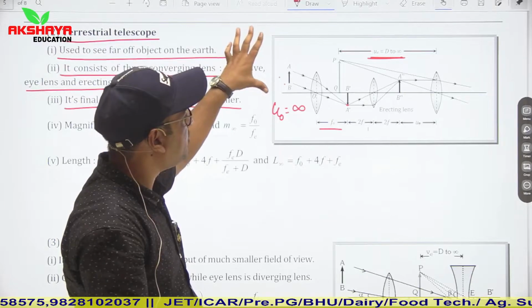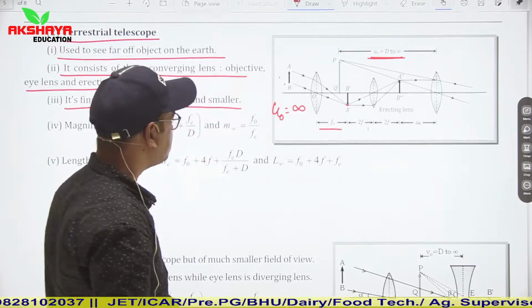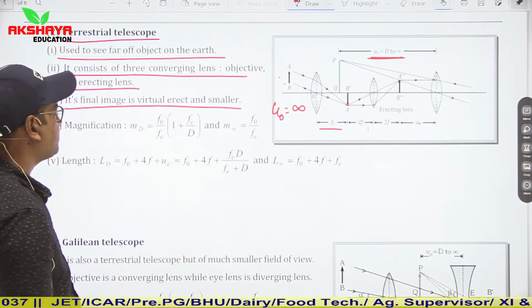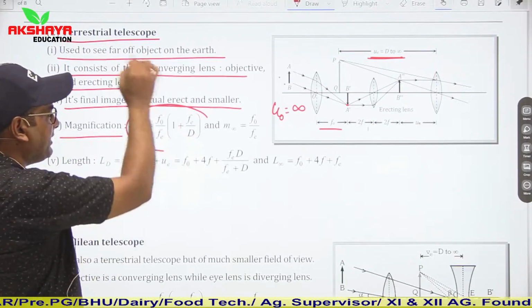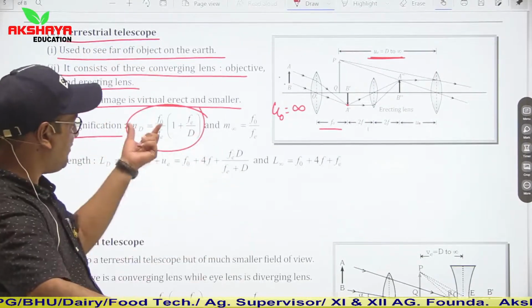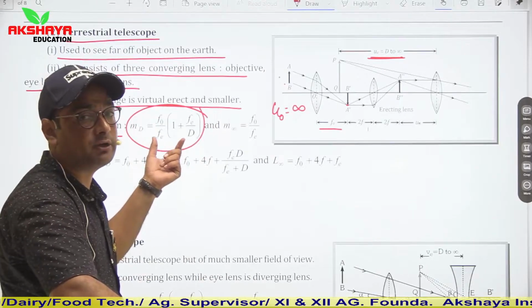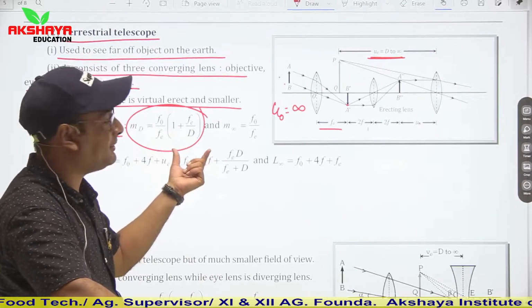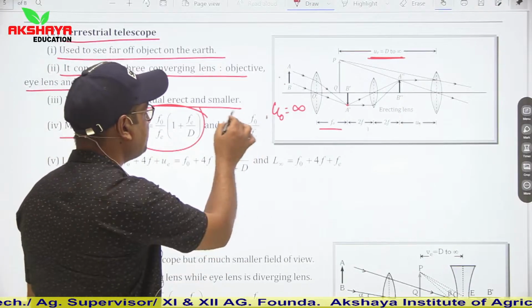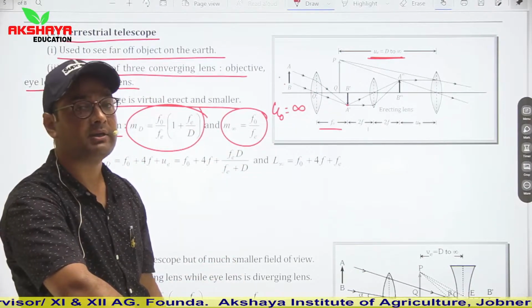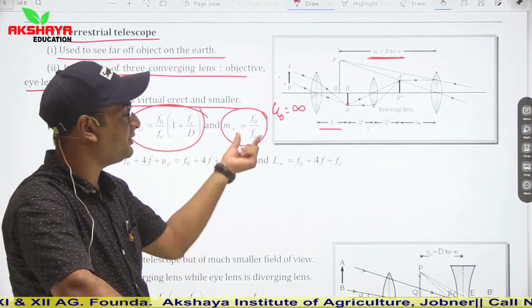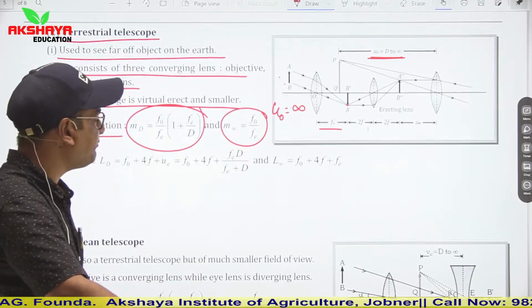So with respect to the object, its image is smaller. So it is virtual, erect and smaller. Again, if we talk about magnification, then keep in mind its magnification is again MD equal to FO upon FE into (1 plus FE upon D), where D is capital D. And when the object is placed at the focus of the eyepiece, then its image will be formed at infinity. So M infinity becomes equal to FO upon FE.